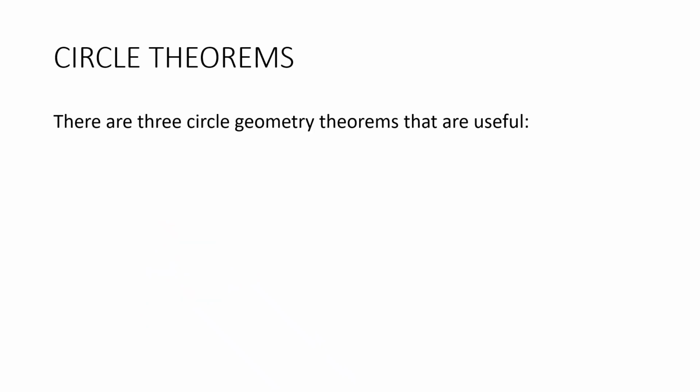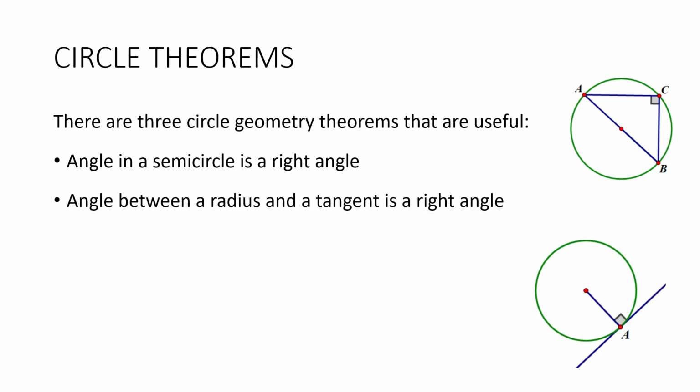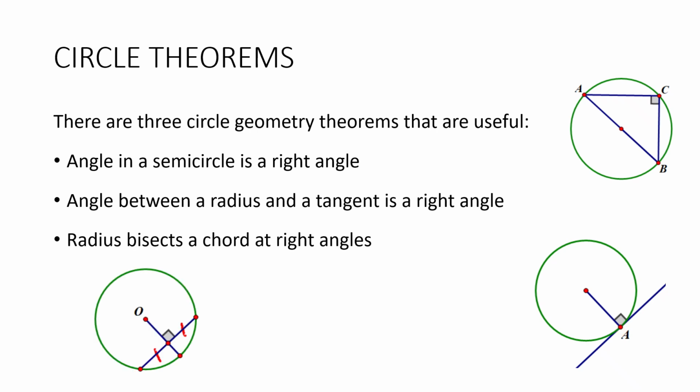Now there are many circle geometry theorems, but these are the three that are most important. So the first one is angle in a semicircle is a right angle. That means from the diameter, any angle you can draw that touches the circumference is going to be a right angle. The second one is the angle between a radius and a tangent at the point of contact is a right angle. And then finally, a radius bisects a chord at right angles.